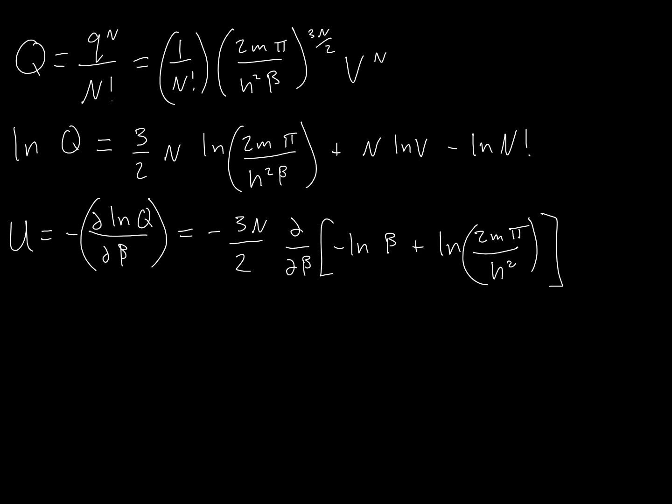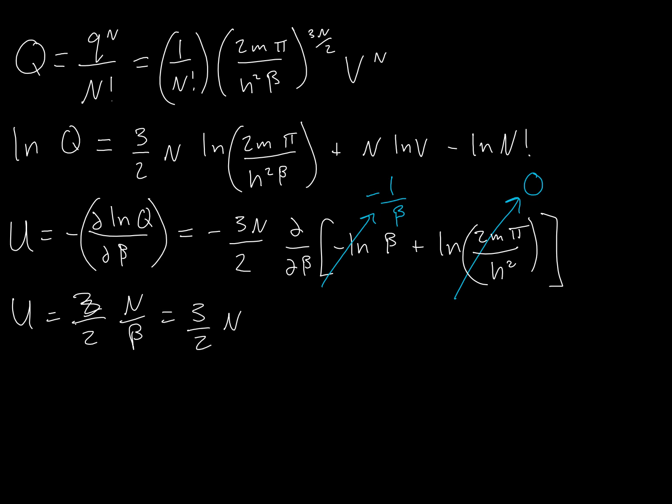So the far right term, there is no dependence on beta for that. That's all constants in our system. So that just goes away. Our first term, when we take the derivative, is just minus 1 over beta. So when we put it all together, U is equal to 3/2 n over beta, which is 3/2 n kBT.